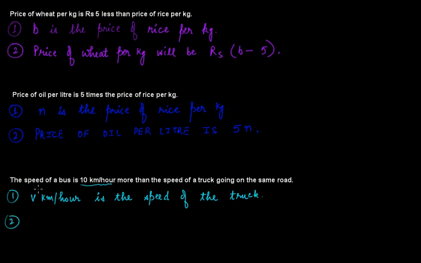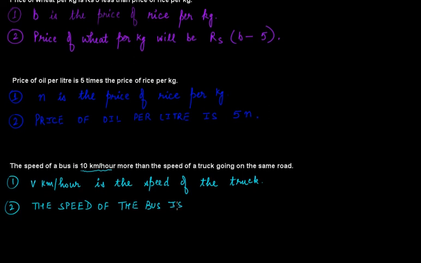In that case, the speed of the bus should be 10 km per hour more than this speed. Therefore, the speed of the bus is v plus 10 km per hour. This will be the speed of the bus, since it is 10 km per hour more than the speed of a truck going on the same road.